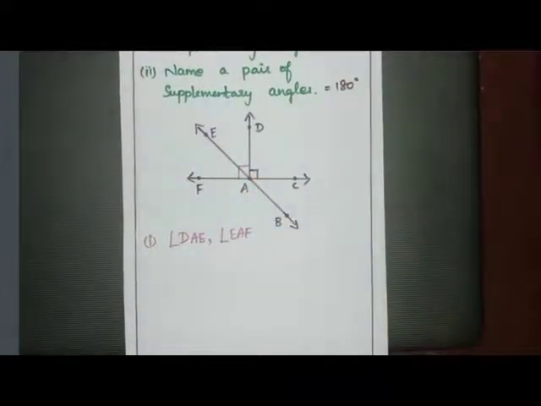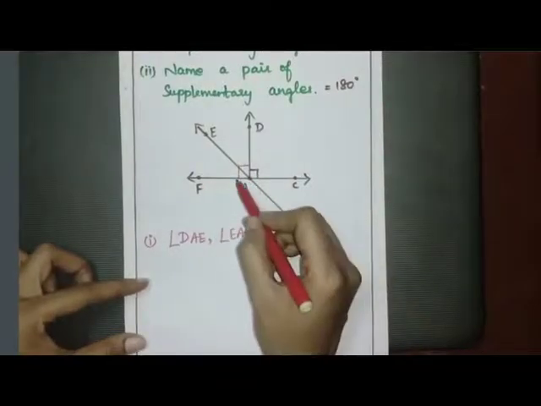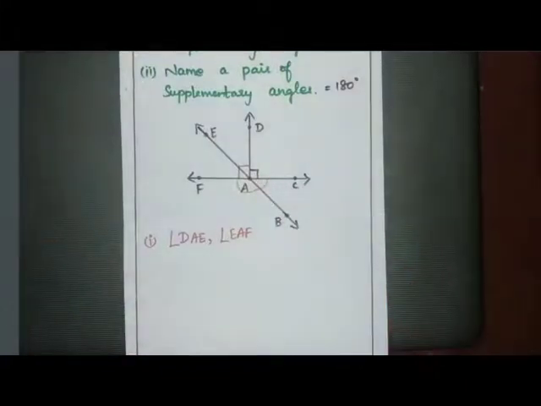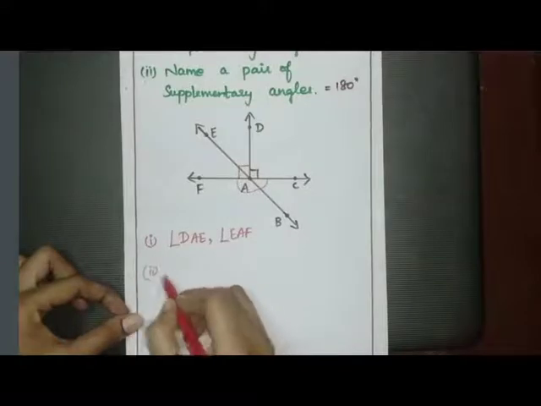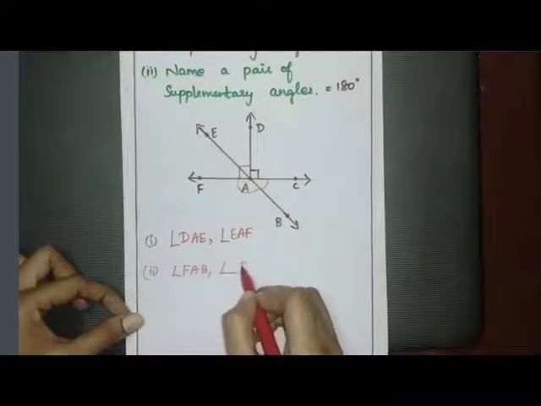Next one, supplementary. Supplementary means if we add two angles and they add up to 180, then we call that pair supplementary angles. Look at the picture and tell me the answer. Yes, very good. Here angle FAB and angle BAC will add up to 180 degrees. So for the second one, angle FAB, angle BAC.